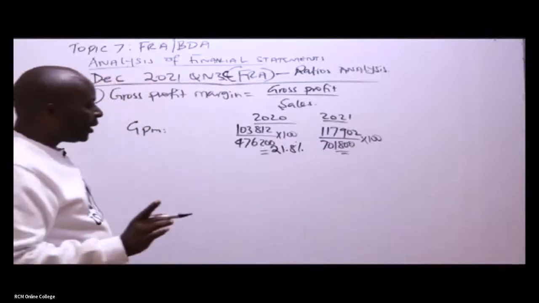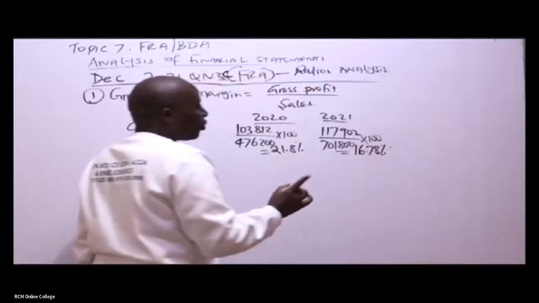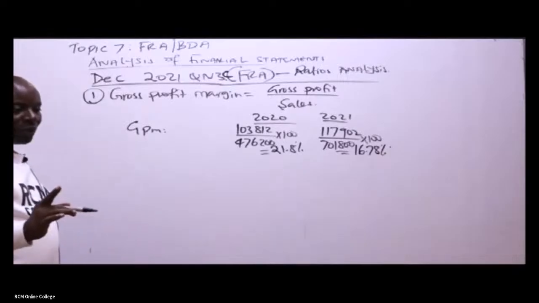Pius is giving me a figure of 16.78%. Thank you so much. That's the gross profit margin.